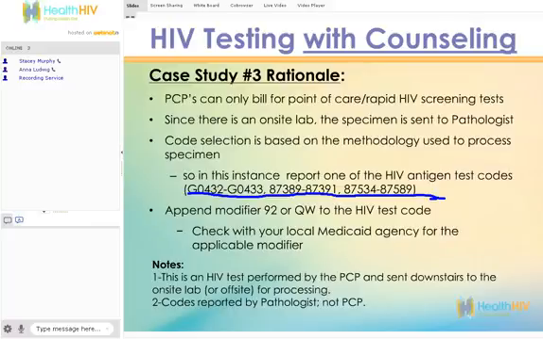these codes can be reported by the pathologist, yes. So these codes are sent downstairs. Even though they're in the rapid category, some certain tests are still sent down to the lab for processing. So these codes would qualify in that particular category of service of code types. So these would be sent down to the pathologist also.